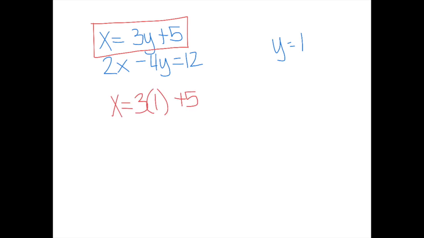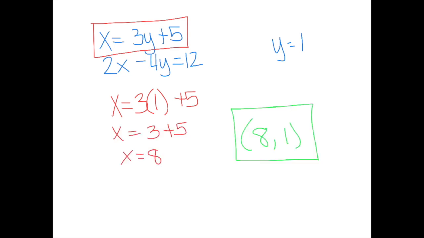I plug in my value of 1 for y since we discovered that y equals 1, and then I simplify the equation that I have there, and I find out that x equals 8. So that means my solution to this system of equations is 8, 1, because x equals 8 and y equals 1.